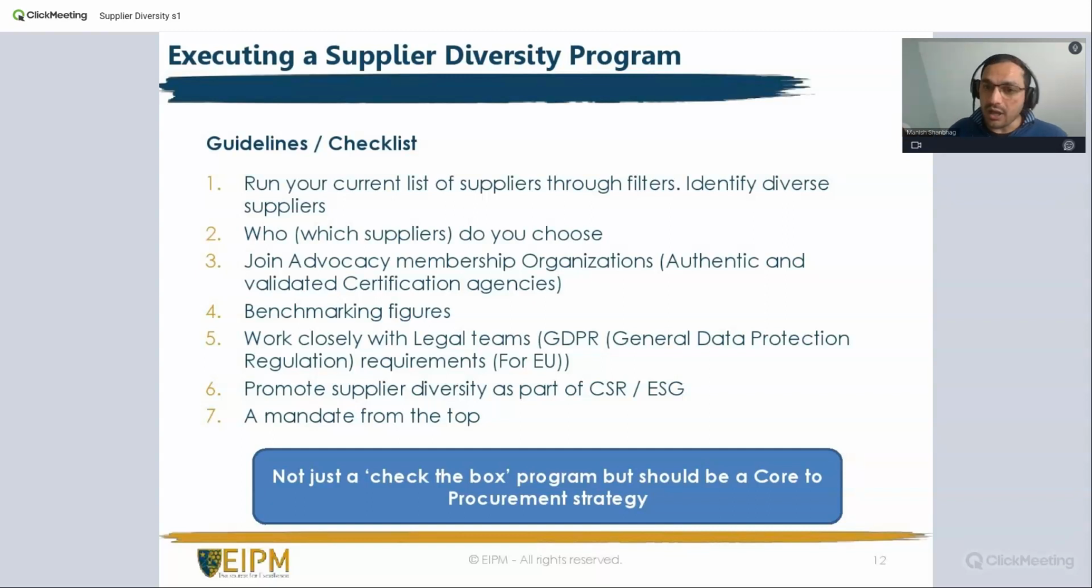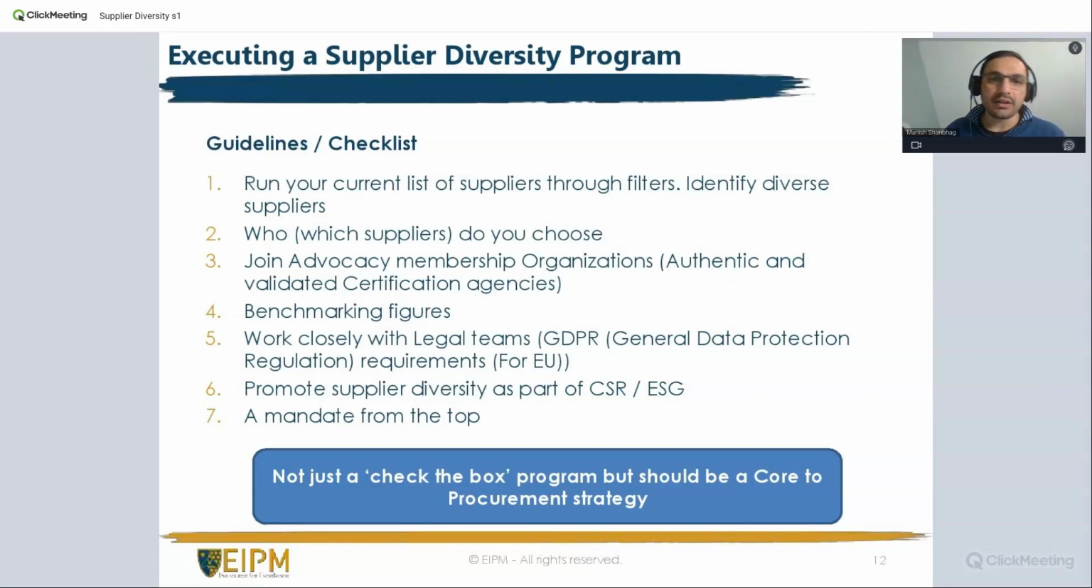You could do benchmarking figures to start off with. Where do you stand compared to similar companies? Where do you stand in your program? And then work closely with legal teams. Of course, you need to work with legal teams. As an example, you have GDPR requirements for the EU, especially. You need to protect the data. You cannot declare certain things, you can declare others, and so on. So work closely to avoid any issues related to GDPR policies, especially for Europe.